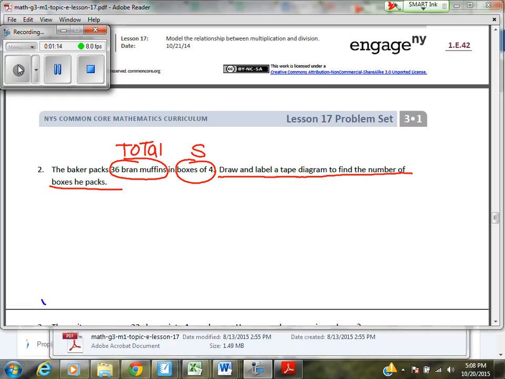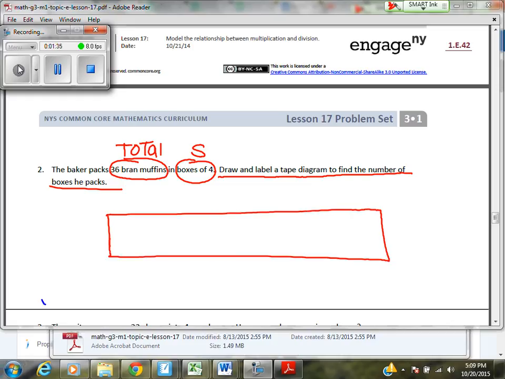So I have to figure that out. And a lot of students mix up boxes of 4 and 4 boxes. 4 boxes are talking about the containers or the groups, whereas boxes of 4 is talking about the size. How many are in those boxes? So I don't know how many boxes I need, but I do know that I need a tape diagram. So here's where I begin to strategize after I've analyzed. Here's my tape diagram, and I'm just going to begin to draw groups of 4 because I know that's the size of the groups. So 1, 2, 3, 4.